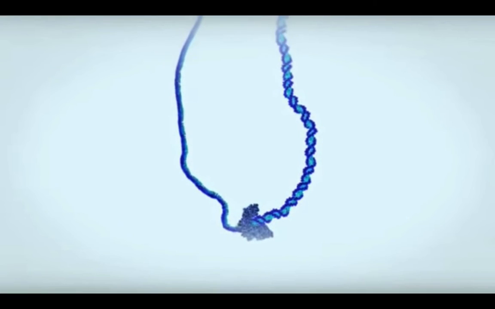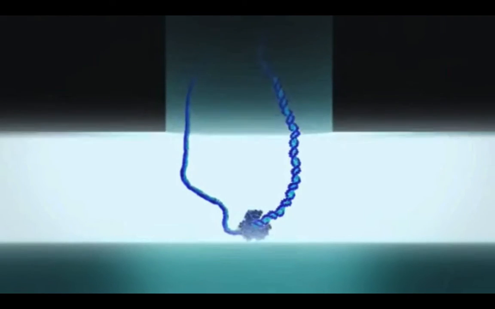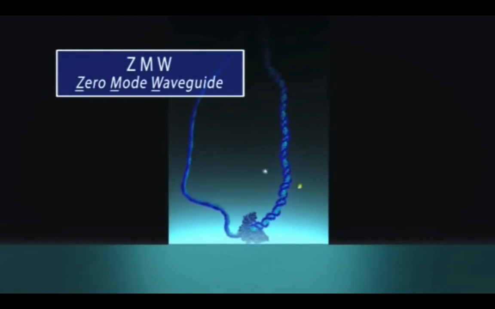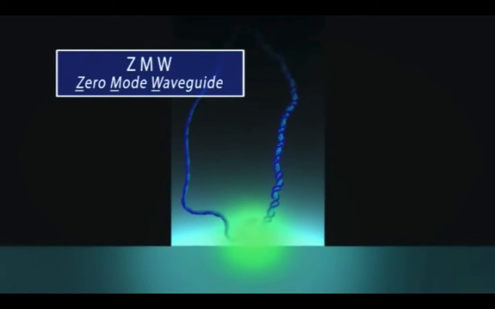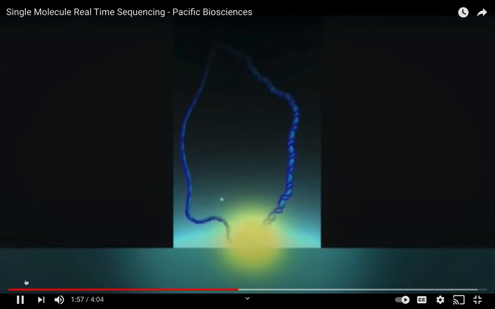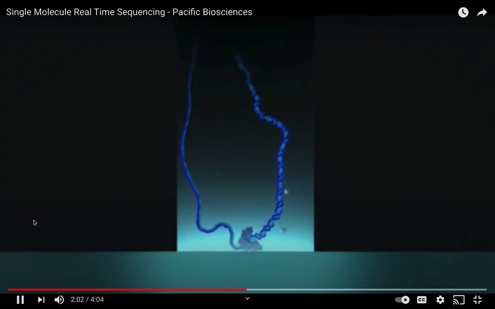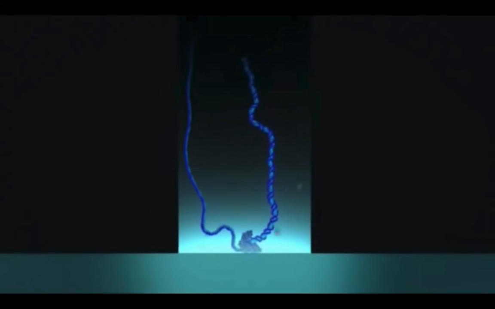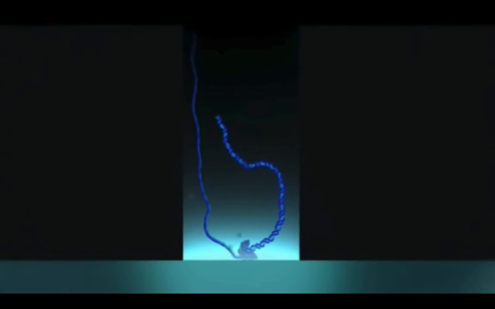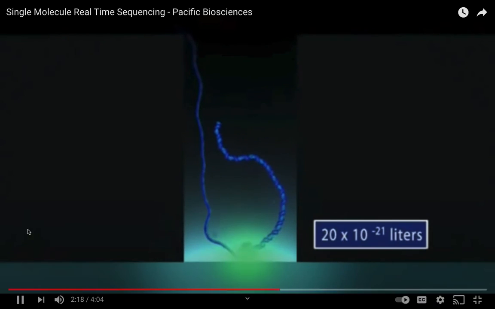The second key technology is a nanophotonic visualization chamber called the Zero Mode Waveguide, or ZMW. It enables observation of individual molecules against the required background of labeled nucleotides, while maintaining high signal-to-noise. The ZMW is a cylindrical metallic chamber, approximately 70 nanometers wide, that is illuminated through its glass support, creating an extremely small detection volume, just 20 zeptoliters.